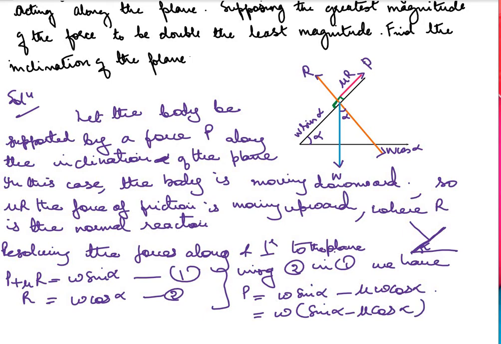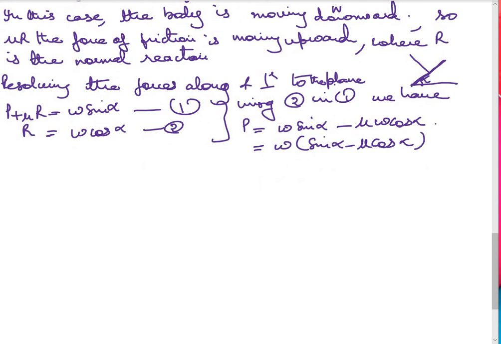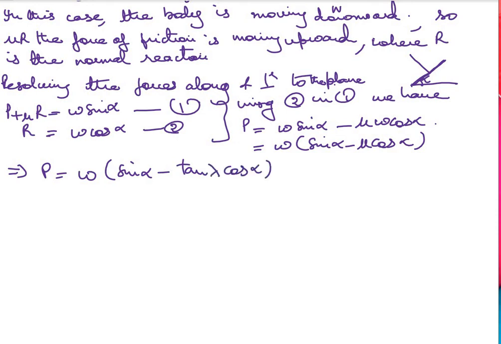And what is mu here? Mu here is tan lambda. So therefore we have, this implies that P here is equal to W into sine alpha minus tan lambda into cos alpha, where mu here is equal to tan lambda. So which can be written as W into sine alpha minus, instead of tan I'll write it as sine lambda by cos lambda, into cos alpha.